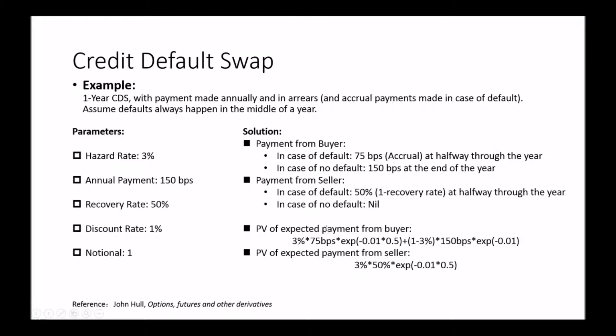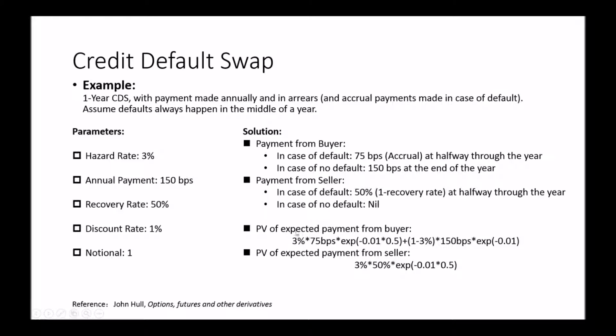For payments from sellers, in case of default, the seller will have to pay 1 minus recovery rate multiplied by notional amount at halfway through the year. That is 50% of the notional amount to the buyer for the loss. And in case of no default, of course, the seller will not have to pay anything.